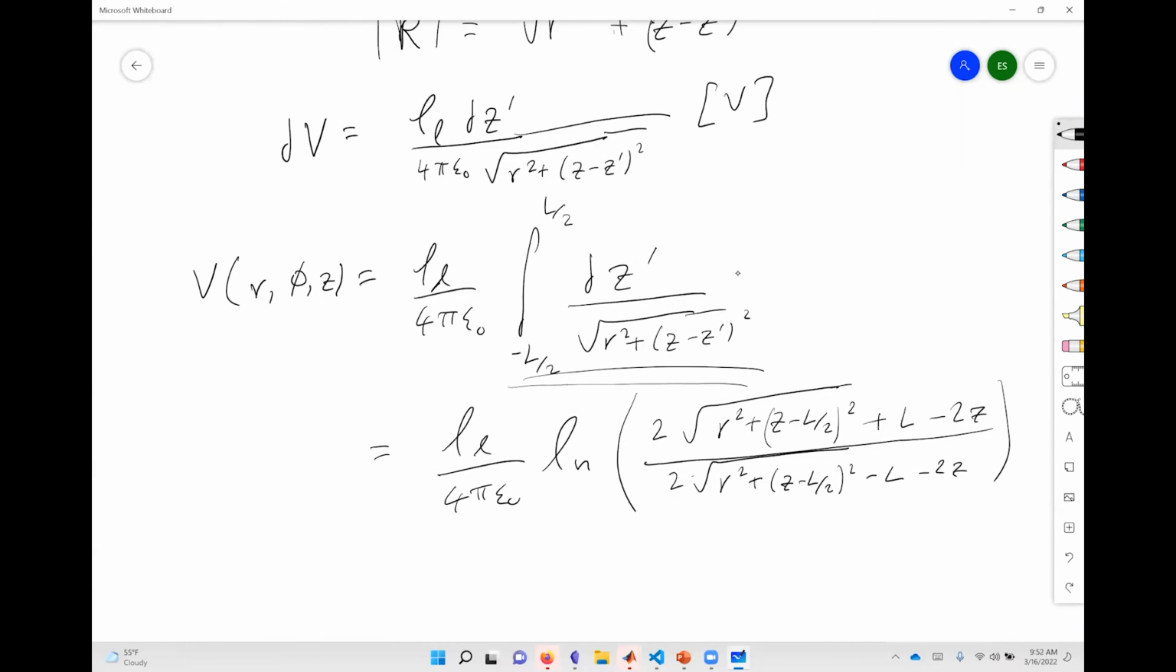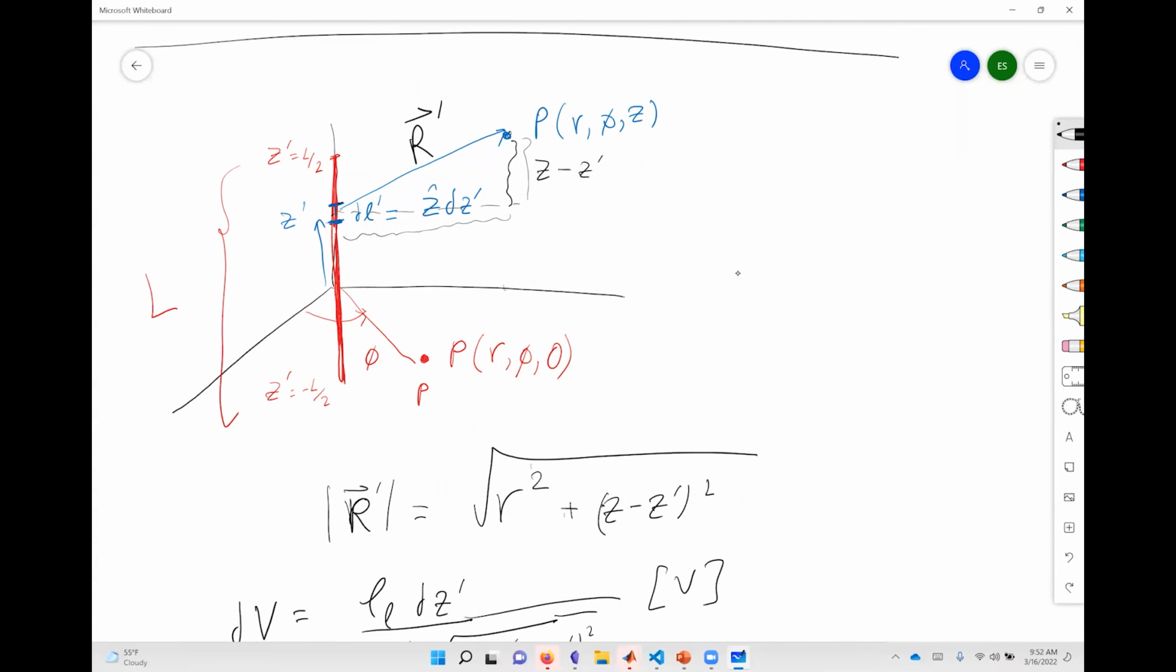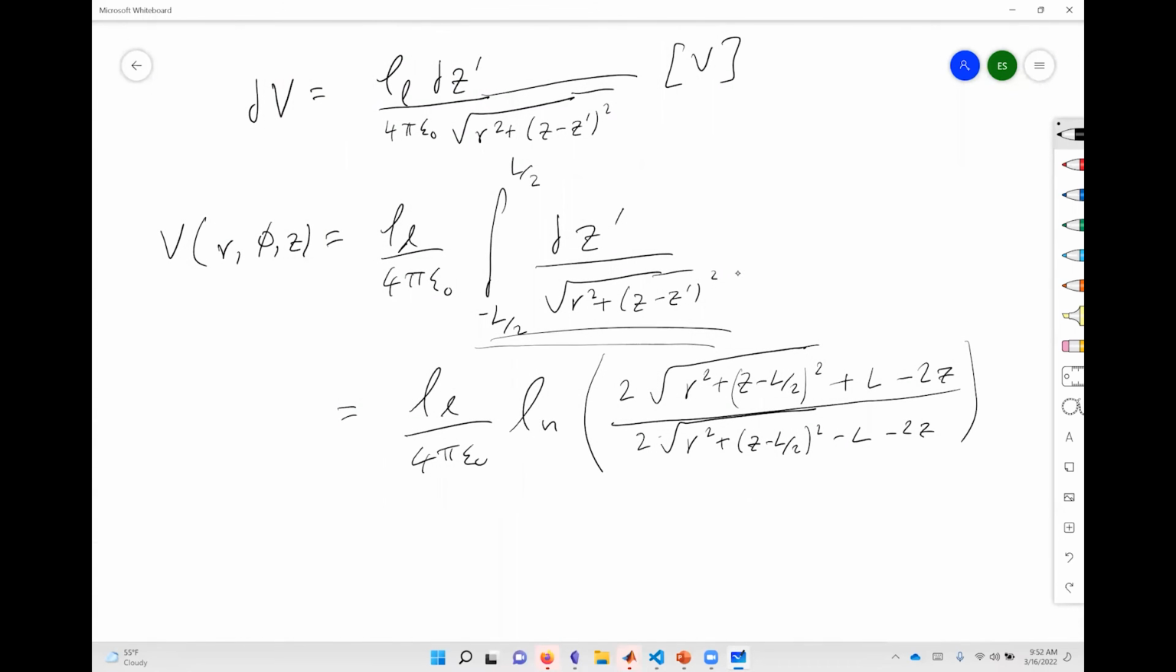Of course, how do you get the field at the center of the rod? You let z equal 0. Let z equal 0, and that gives you the field at the center of the rod.